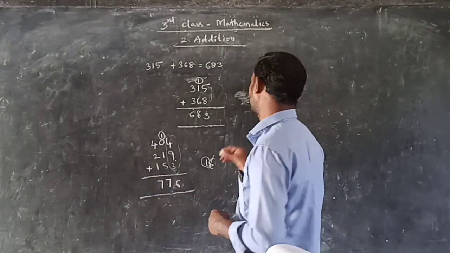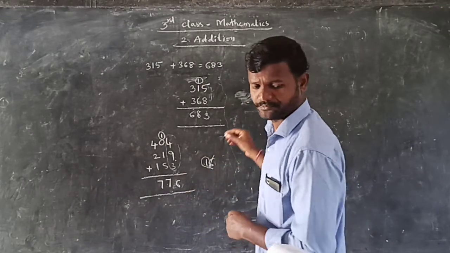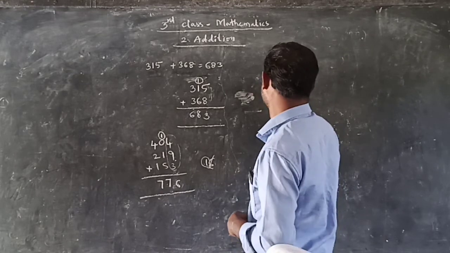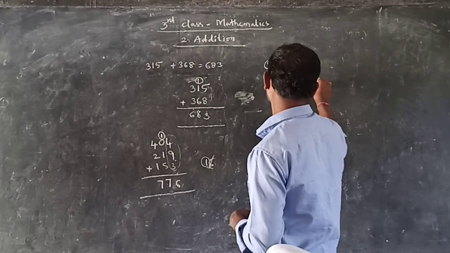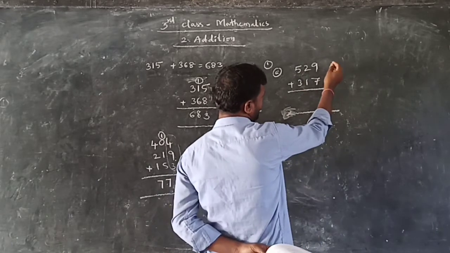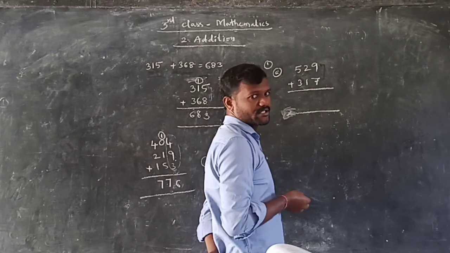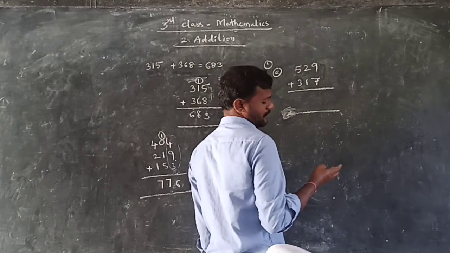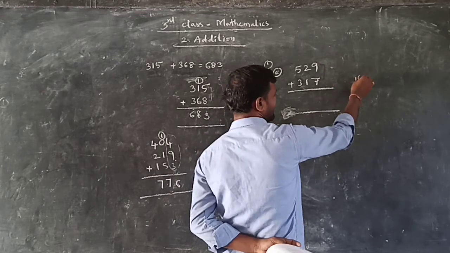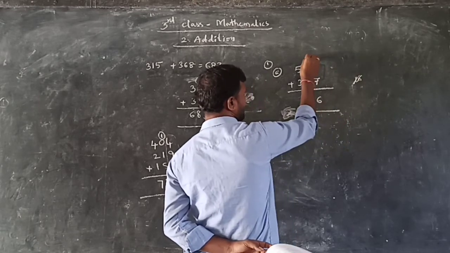Example 1 problem I am doing. First bit A. What is that? 529 plus 317. What is the sum of these two numbers? First one, what we have to add? 9 and 7. 9 plus 7. 9 plus 7, how much? So 9, 10, 11, 12, 13, 14, 15, 16. So 9 plus 7, how much means 16? Then what we have to write? 6 here and 1 should be carried.